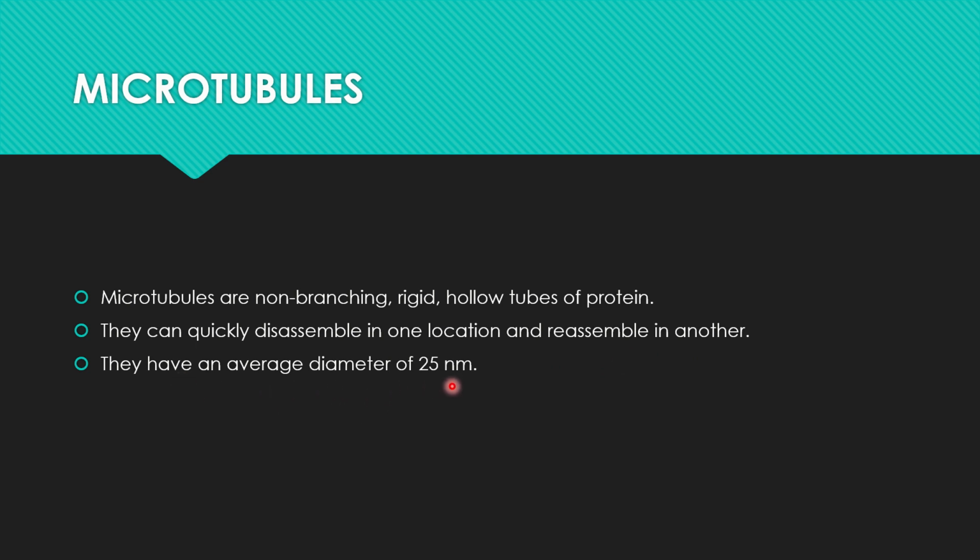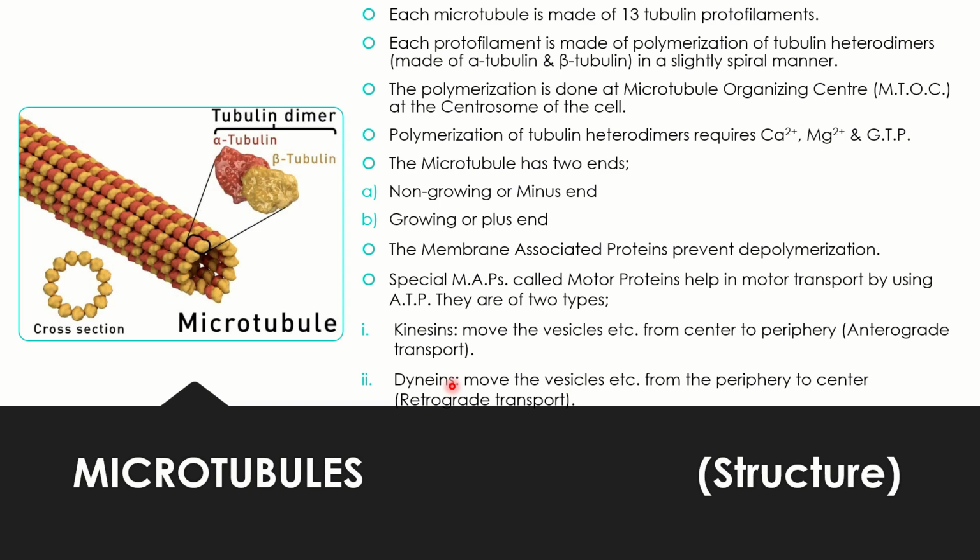They are the thickest of them. The microfilaments have a 5 to 7 nanometer diameter, microtubules have 25 nanometers, and the intermediate filaments have a 10 nanometer diameter. So they are the thickest.